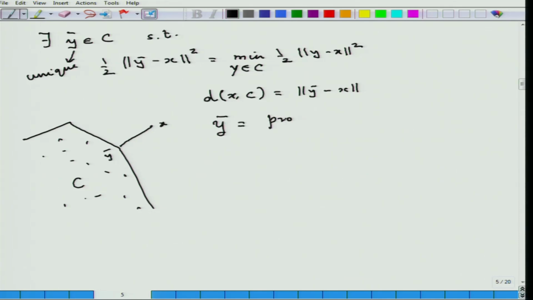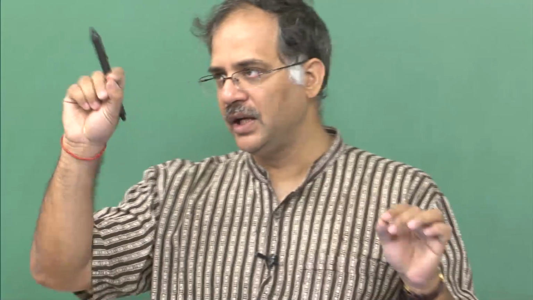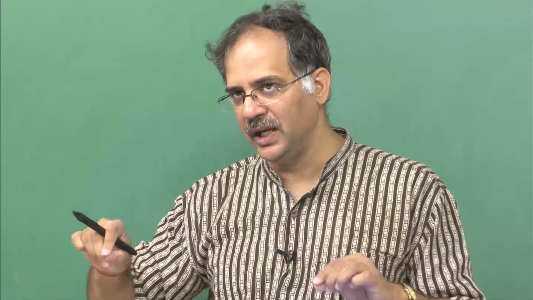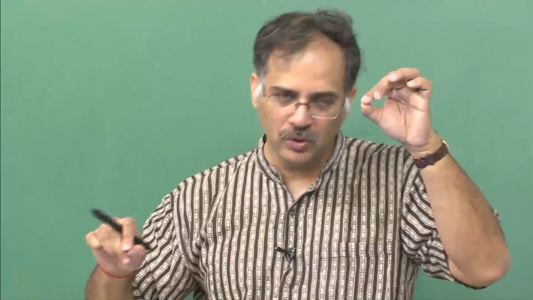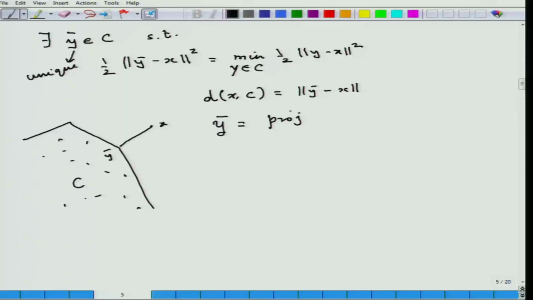More generally, y bar is called the projection. You know, when you have the x y coordinates, if you drop a perpendicular on the x axis, you get the x coordinate, and if you drop a perpendicular on the y axis, you get the y coordinate. So, it is the same idea. So, y bar is called the projection of x on the set C. Now, the crux of the matter is as follows.